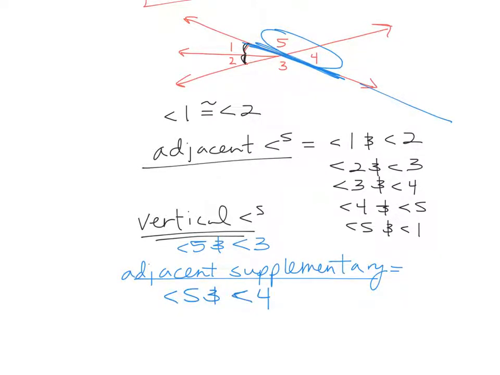are adjacent and supplementary. There's one other pair of those. What's the other pair? 4 and 3. So angle 5 and angle 4 and angle 3 and angle 4, right? Because 3 and 4 together form this straight line. So those are going to be adjacent supplementary too. Okay. Any questions on that? Ignore the little list at the bottom for now. Here's our first example.